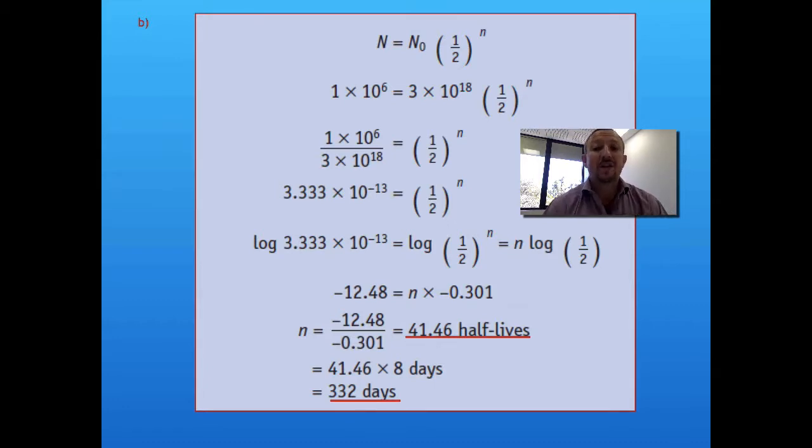Then what I'm going to do is find the natural log of both sides, and what that will do is pull the n value down. So when we find the natural log of both sides, I get negative 12.48 equals n times negative 0.301. Then all I've got to do is divide the two values together. That will give me the number of half-lives. Now I know what the half-life is, 8 days. So as a result, by multiplying that number of half-lives by 8 will give me the total number of days that it takes to produce that 1 million number of atoms.